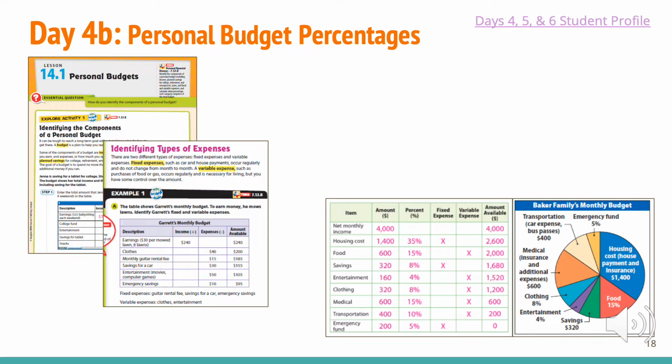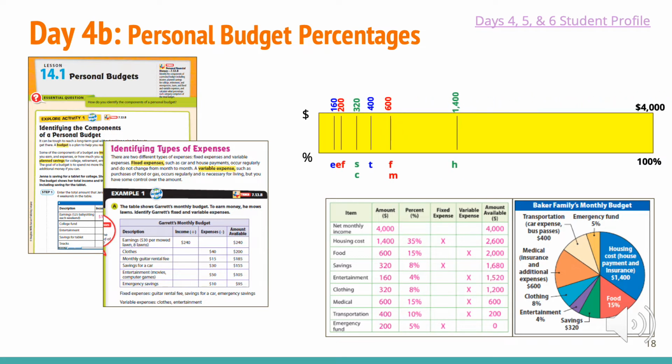An example of using one proportion bar, so you don't have to set up a proportion for each comparison. We're using one bar where the income was $4,000. That represents 100% of the budget. And then breaking it down into $1,400 is the housing cost, represented with the H.